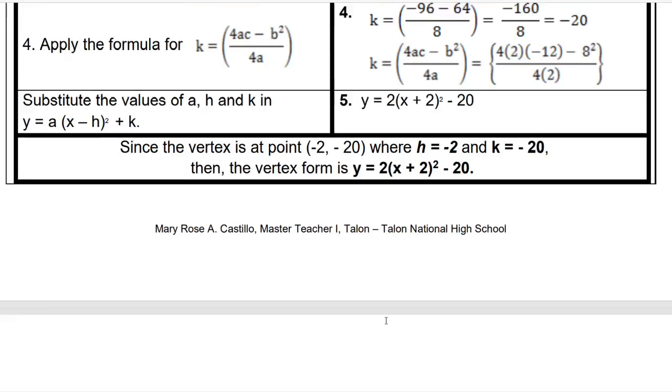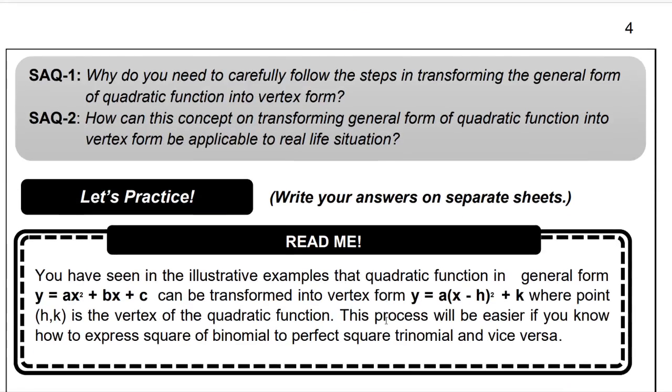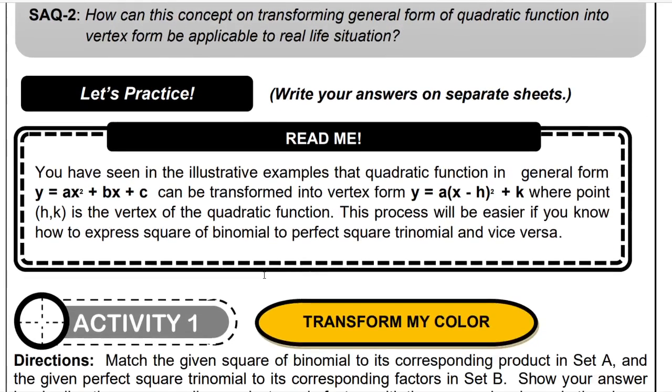So that's it. What do you need to carefully follow the steps in transforming the general form of a quadratic function into vertex form? You have to answer this one. Then, how can this concept of transforming the general form of a quadratic function into vertex form be applicable to a real life situation? In your opinion, how will you apply that in a real life situation? So next one.